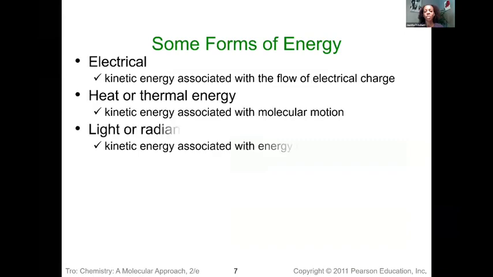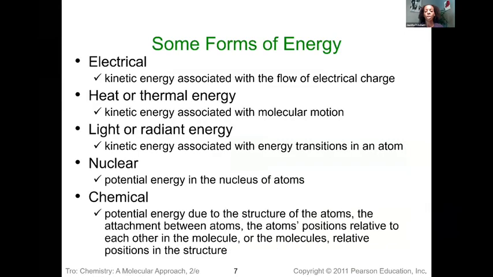Now, there are a lot of different types or forms of energy that you're going to encounter as you embark on your chemistry journey. We'll touch on a few of these throughout the remainder of the class, but I did want to just show you them so you're familiar with them. So the first type is electrical, and that's the energy associated with the flow of electrical charges. There is heat or thermal energy, and we're going to talk a lot about that in this chapter. And that's, again, the heat associated with molecular motion.